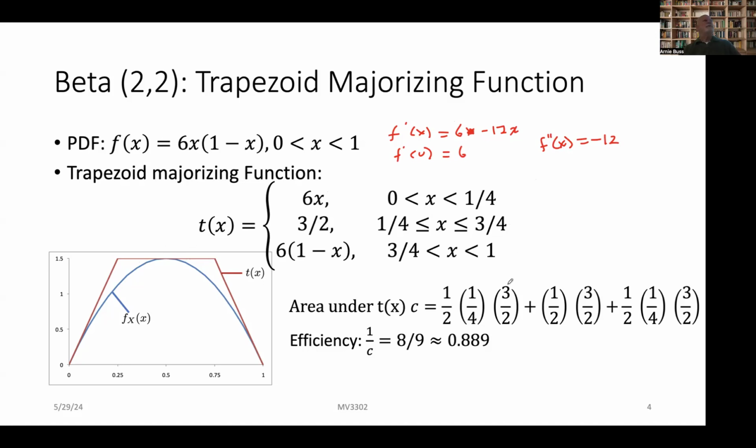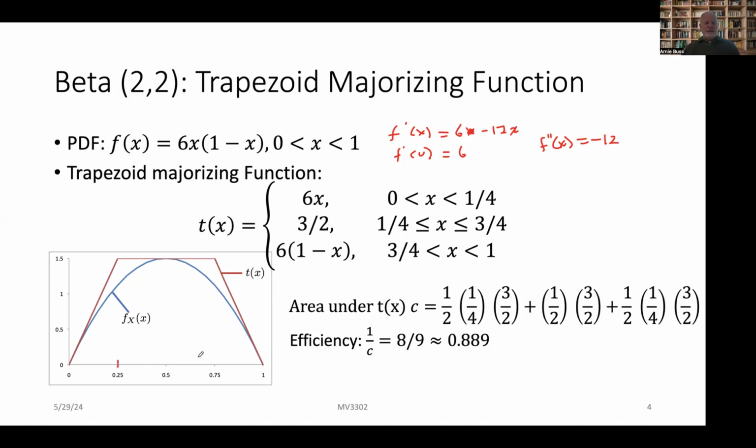Did I say convex before? Yeah, I meant concave. Okay, so that's where you get the 6 from, and then you do a similar thing over at this end, and you get a minus 6, which is the slope there, and so that gives us the formulas for the majorizing function, and then identify.